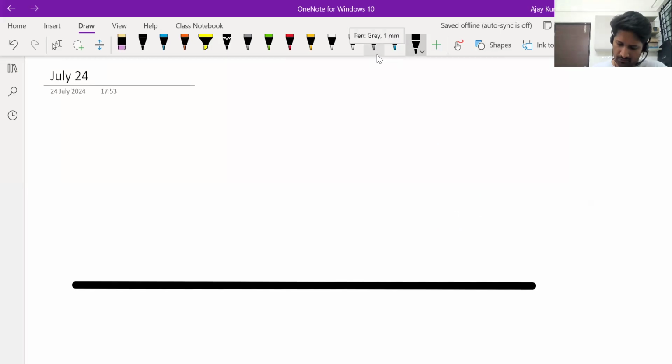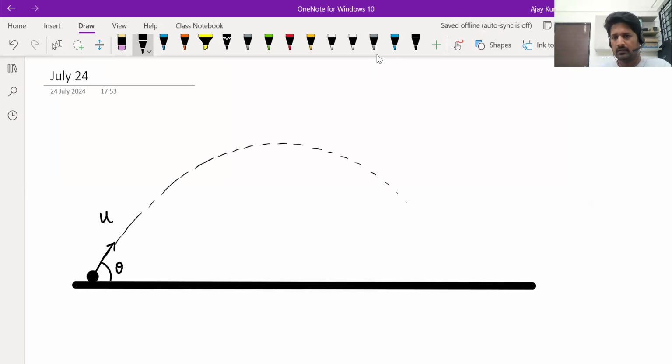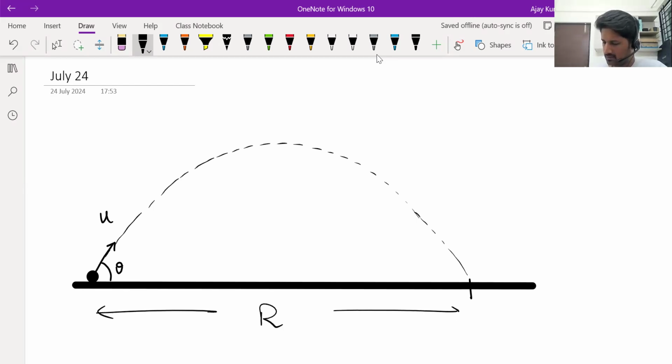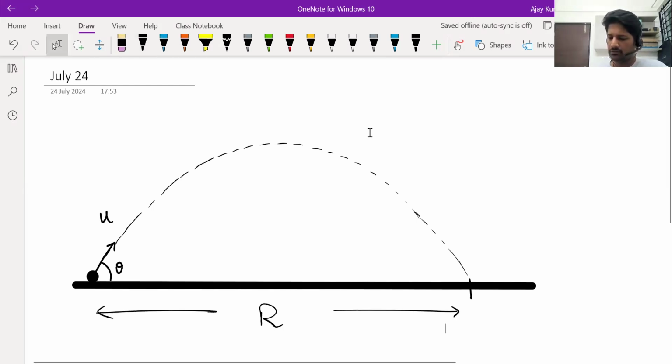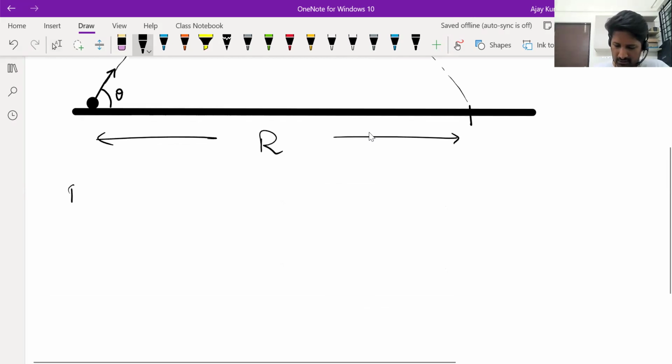Now, suppose there's an object projected like this with a speed u at an angle theta above the horizontal. We know it follows a path like this and it strikes the ground somewhere here. This is what we call the horizontal range. One of you quickly tell me, what is the formula for horizontal range?